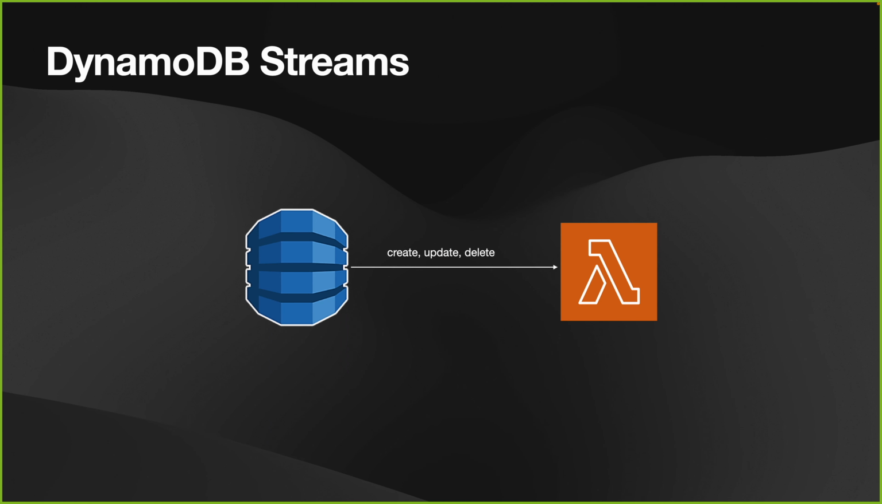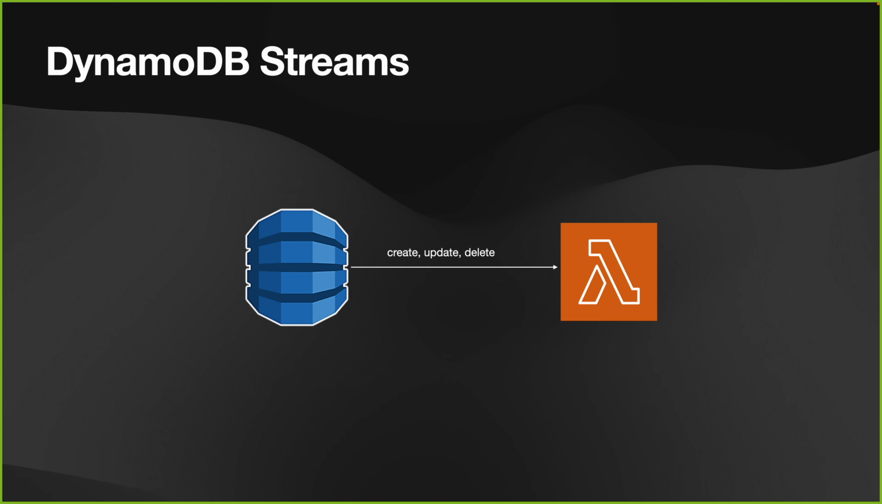So for those who don't know, maybe don't use it, DynamoDB is a database, right? And it's able to trigger a Lambda on any destructive operations. That's create, update, or delete. And that's really kind of cool. You can basically do a lot of cool things with that implementation, basically eventing off database operations.